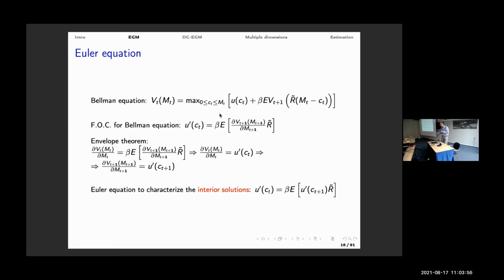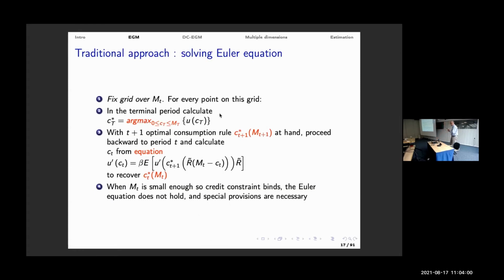And that's, of course, another way to approach the problem. We can organize the iterations, which I'm calling solving Euler equation time iterations. I think that's also referred to in the literature. Again, fix the grid over the state space, go backwards in time, start with some terminal case, and in each point of the grid of the state space, in each time period, solve the Euler equation, right? And find the optimal consumption corresponding to that point on the grid.